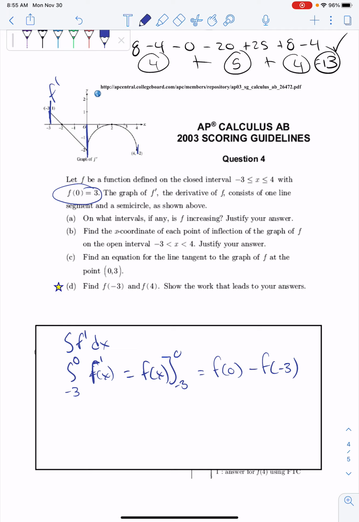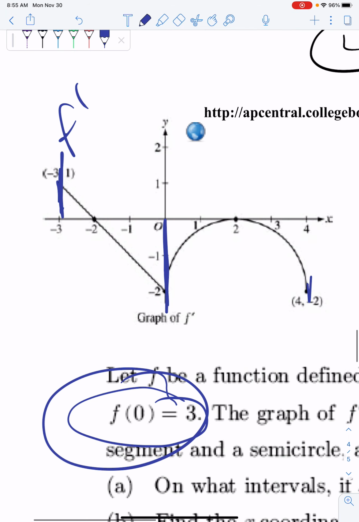Well, I know f of 0. It tells me up here f of 0 is 3. So this is 3 minus f of -3. And now I get to use my graph a little bit, because I don't know what f of negative 3 is, but I do know that if I look at my graph up here, I can find the area of these pieces, and I can use that information.